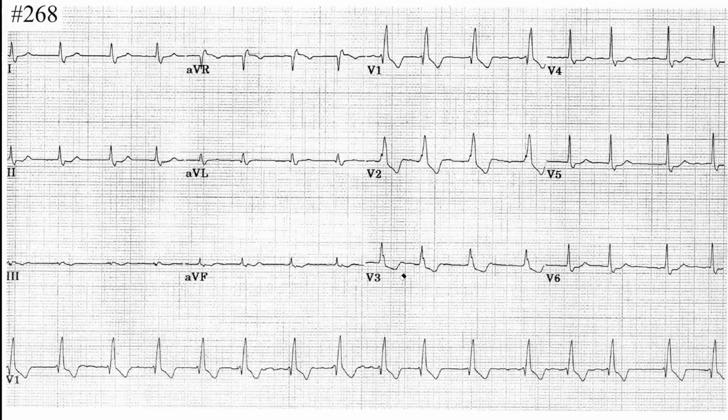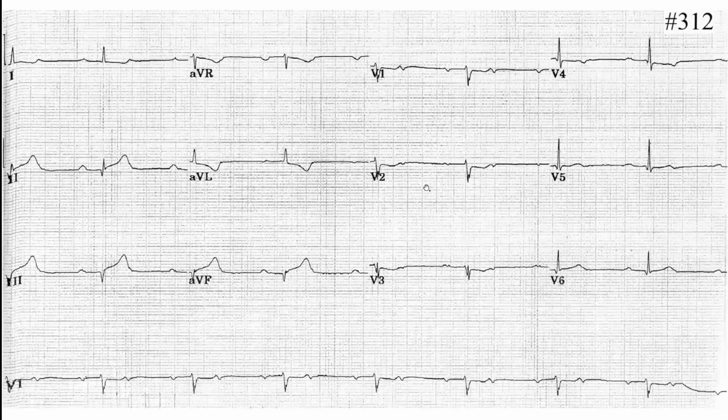So it's just atrial fibrillation and right bundle branch block. Just that. That should be enough. There's no pathological Q wave, no hypertrophy. That's it. Nothing else.